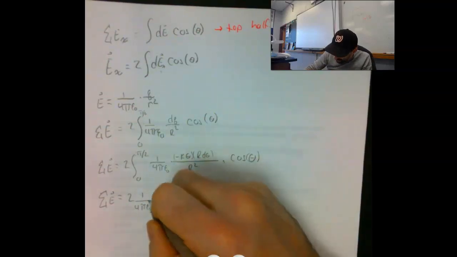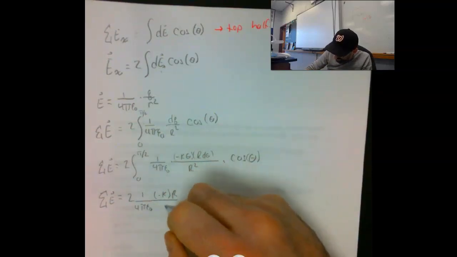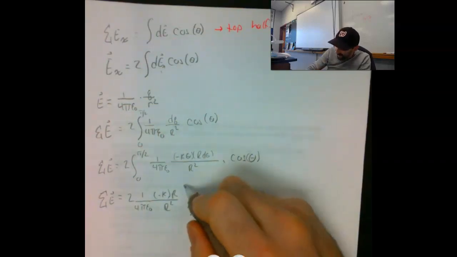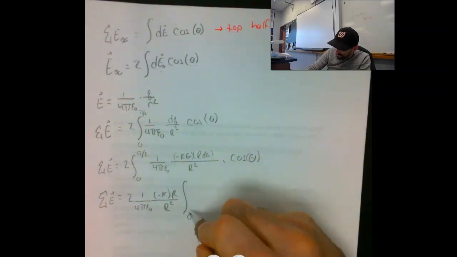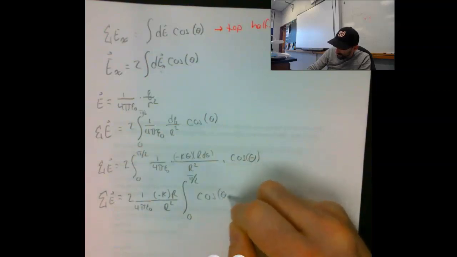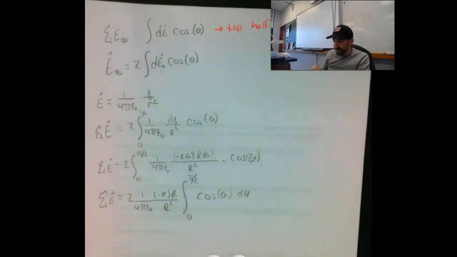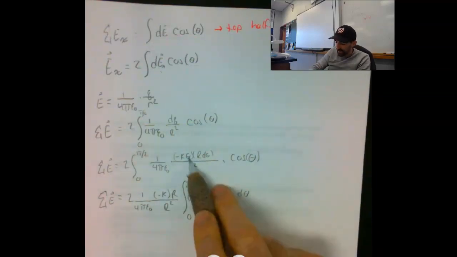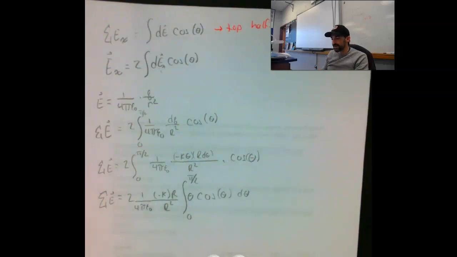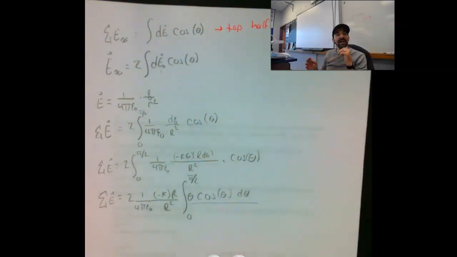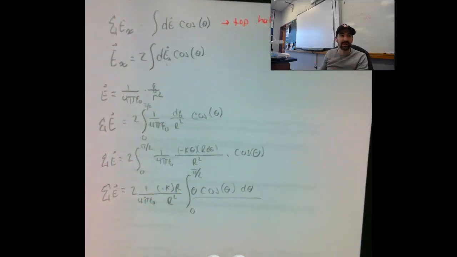I'm going to pull out my r on the top, my r squared on the bottom. Obviously, you're going to simplify that. And I'm going to be left with the antiderivative from 0 to pi over 2 of theta cosine theta d theta. And now, hopefully, you recognize this as something that we've also done in the past.